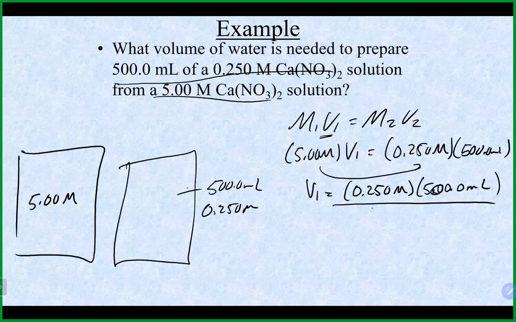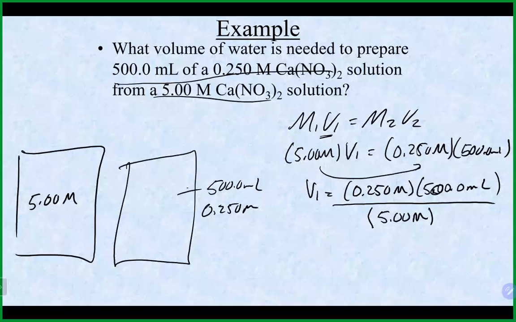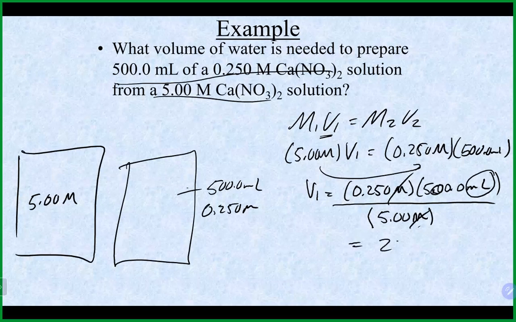If you want to convert to liters, that is perfectly fine as well. The only difference is you'll end up with liters when you're done rather than milliliters. So our molarity on top and bottom will cancel. That will leave us in milliliters, and we will end up with 25 milliliters. That once again is not the answer to the question, right? Because that number represents how much of the stronger solution we need.